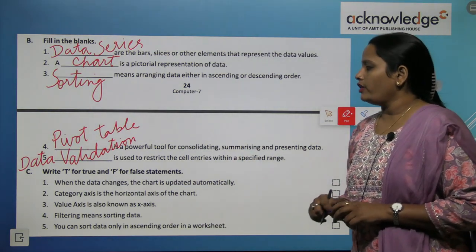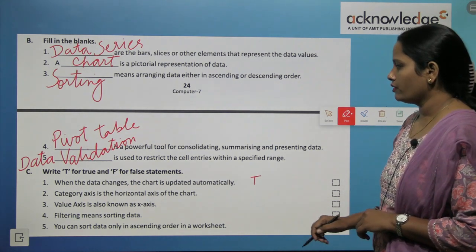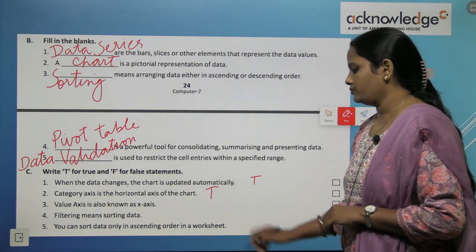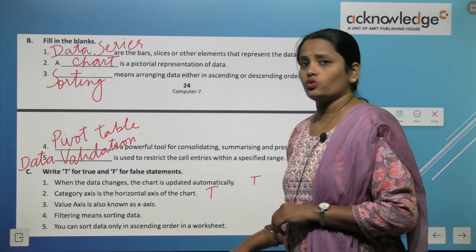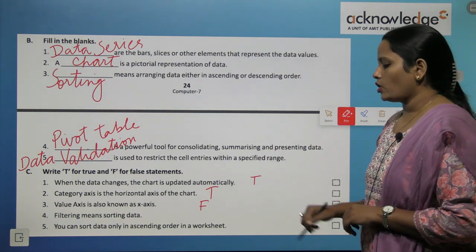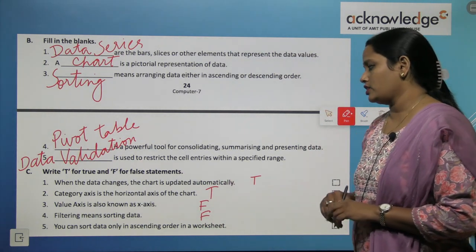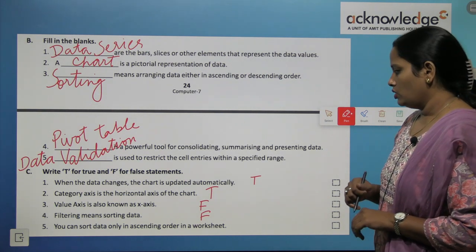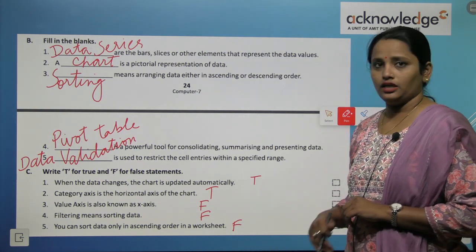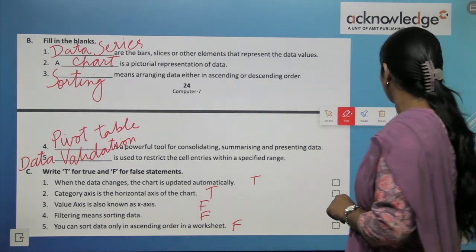Now true false. When the data changes, the chart is updated automatically. Yes, true. Category axis is the horizontal axis of the chart. Yes, true. Next, value axis is also known as x-axis. No, it is known as y-axis. Filtering means sorting data. No, filtering is other than sorting, and you can sort data only in ascending order in the worksheet. No, this is also false. We can arrange the data in different orders, ascending, descending and many more ways. So these were the true false.